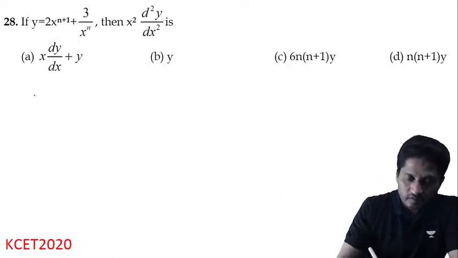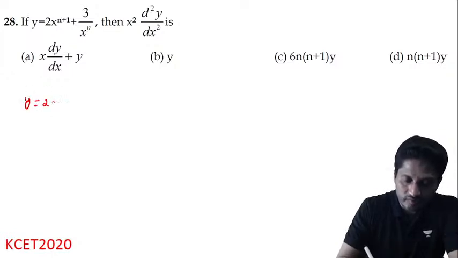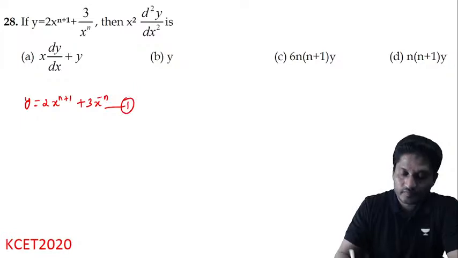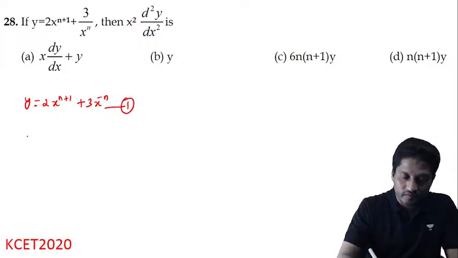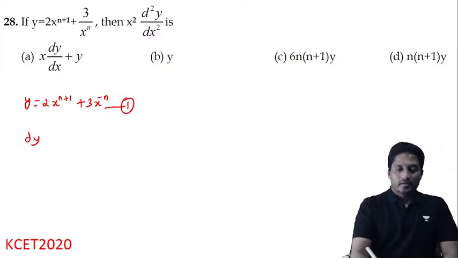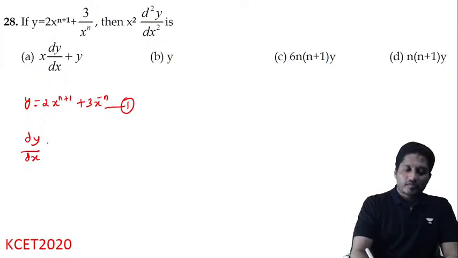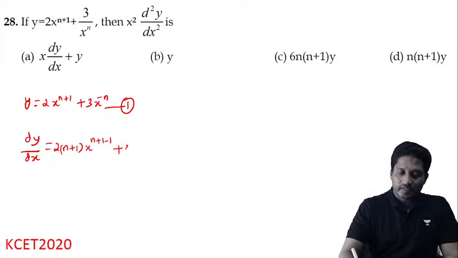Call this equation 1. That is, y is equal to 2 into x to the power of n plus 1 plus 3 into x to the power of minus n. Now if I differentiate once, dy by dx is equal to 2 into n plus 1 into x to the power of n plus 1 minus 1 plus 3 into minus n x to the power of minus n minus 1.